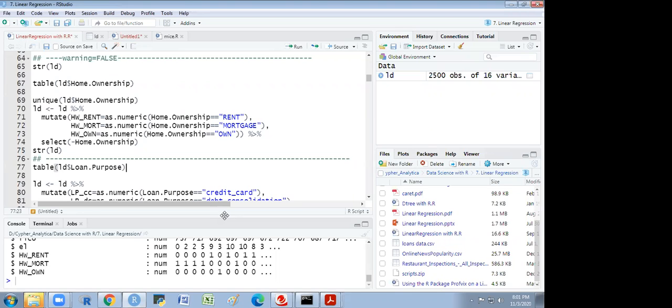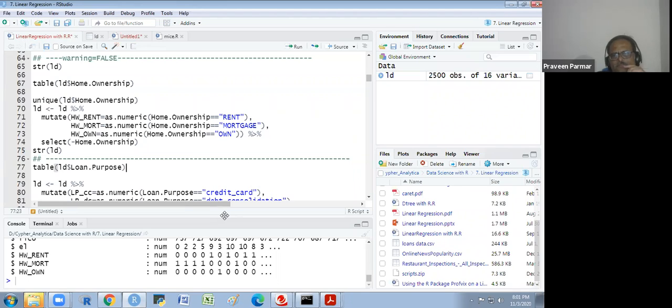So it is based upon us. If we could derive a better value out of that variable, then we should do as per the requirement, either convert it into numeric or use it as a dummy variable. Yes. Okay. Thank you, sir.